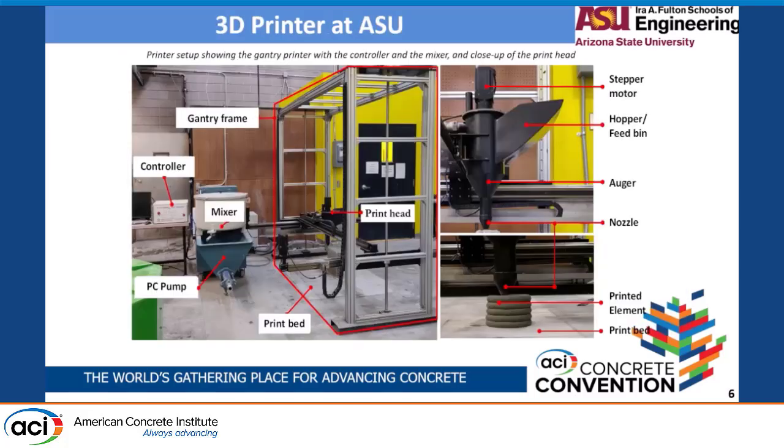So this is the 3D printer that we used for this particular project. It's a gantry-based printer. It has a controller from which all the printing parameters are controlled, a mixer which inputs the material into the hopper, and then we have the printing bed, and it's almost a 2 by 2 meter capacity in the plane of the printing bed.